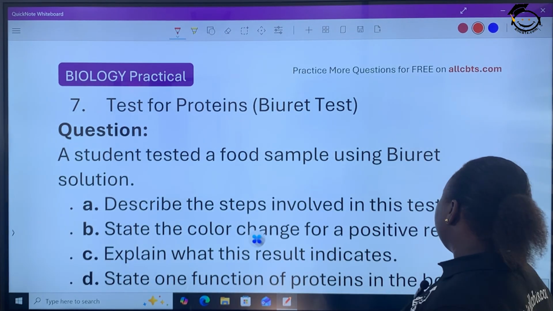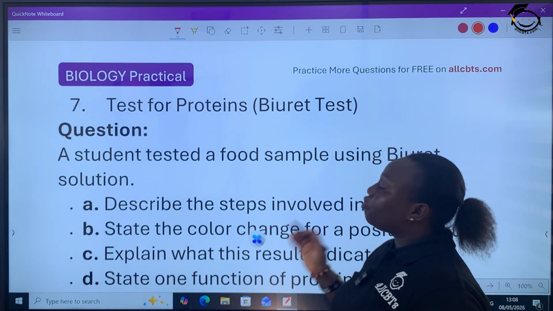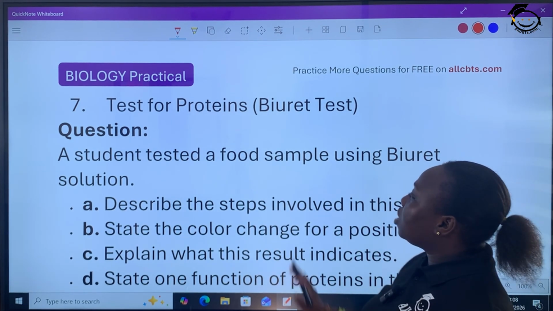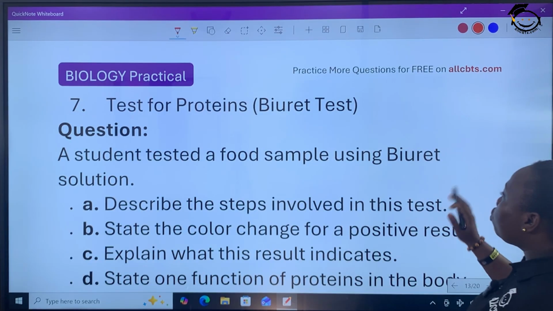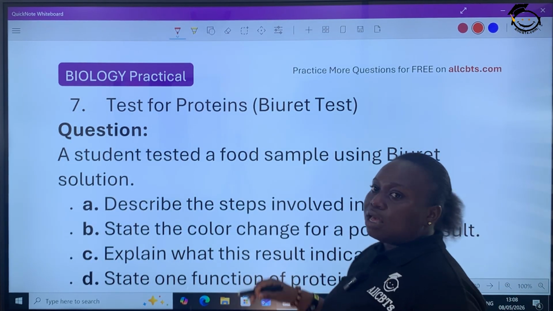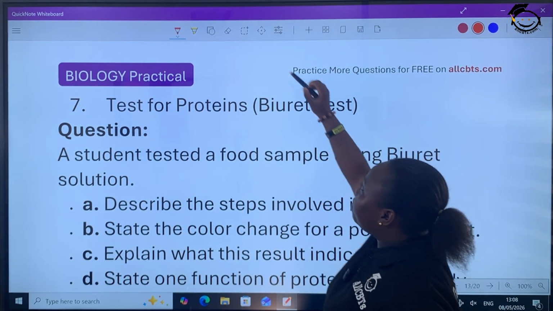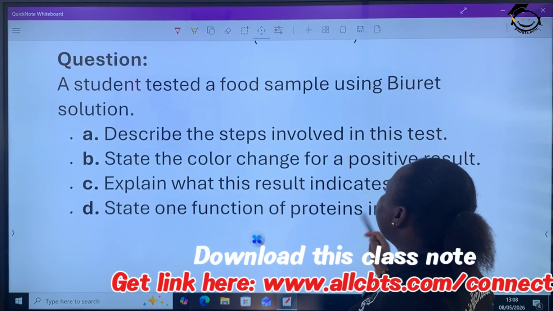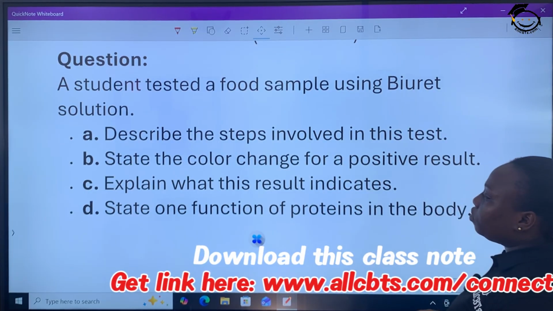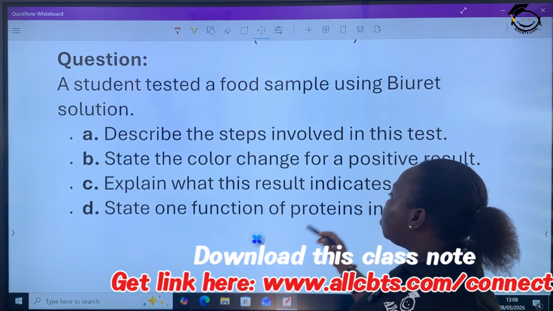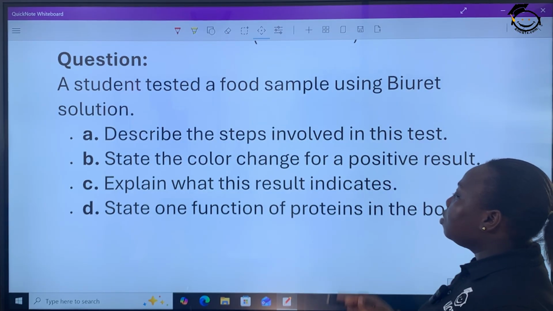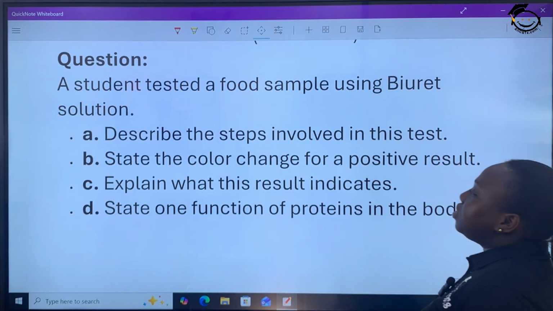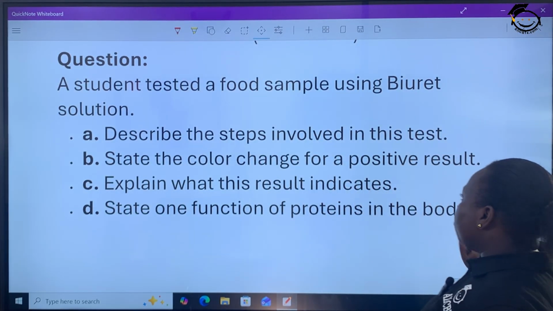Number 7, test for proteins using the Biuret test. Now the question under this part that you can see, a student tested a food sample using the Biuret solution. A, describe the steps involved in this test. B, state the color change for a positive result. C, explain what this result indicates. D, state one function of proteins in the body. Let's start with A, describe the steps involved in this test.